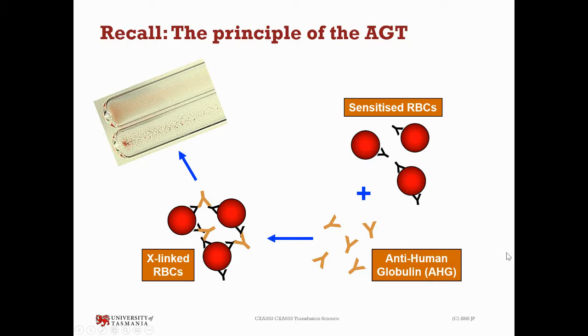So that is the principle of the antiglobulin test. That is the general test, and then we have two specific tests that use that principle. One is the indirect antiglobulin test, and the other one is the direct antiglobulin test. But that is the principle of both of those tests.